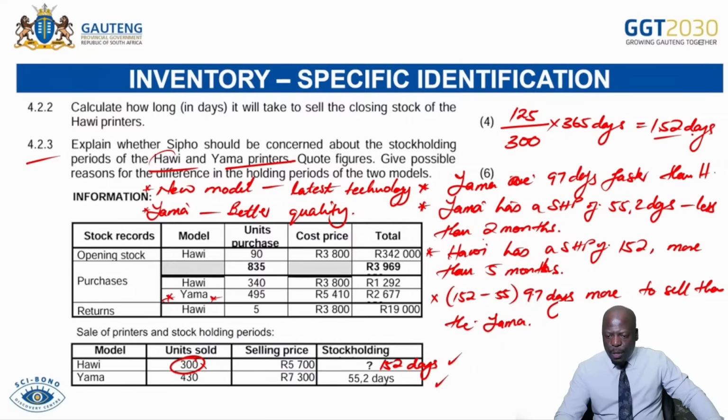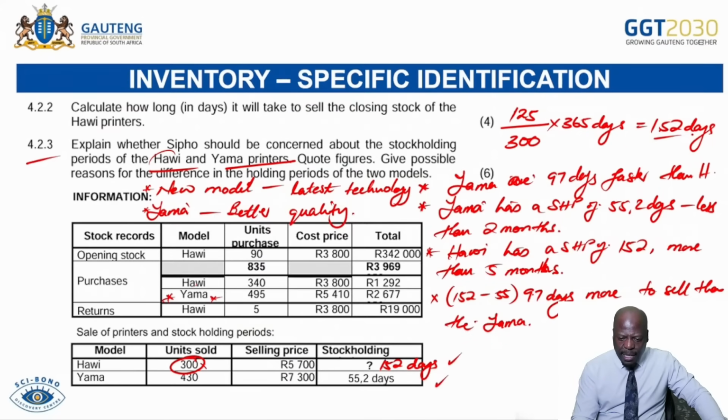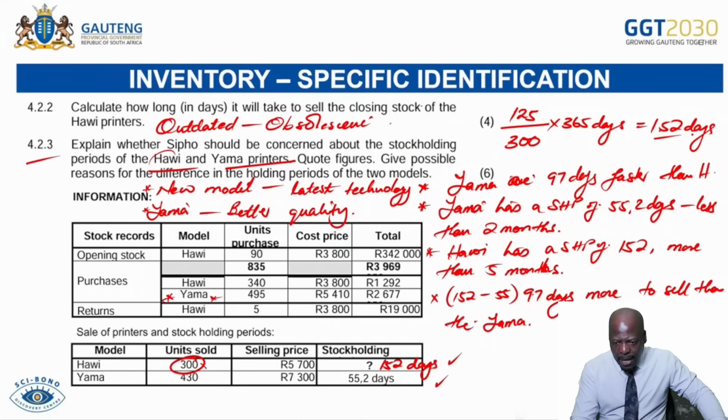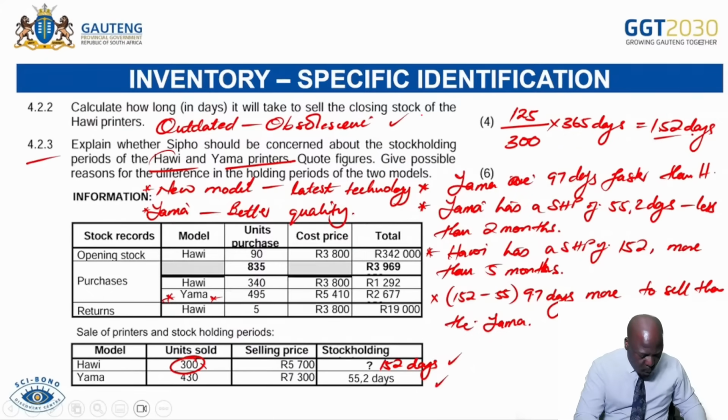Okay, so the reason why maybe the Howie is not selling that much faster could be because it is now outdated. They normally use the word obsolescence, that it is outdated. That could be the reason why it is not selling that much faster.